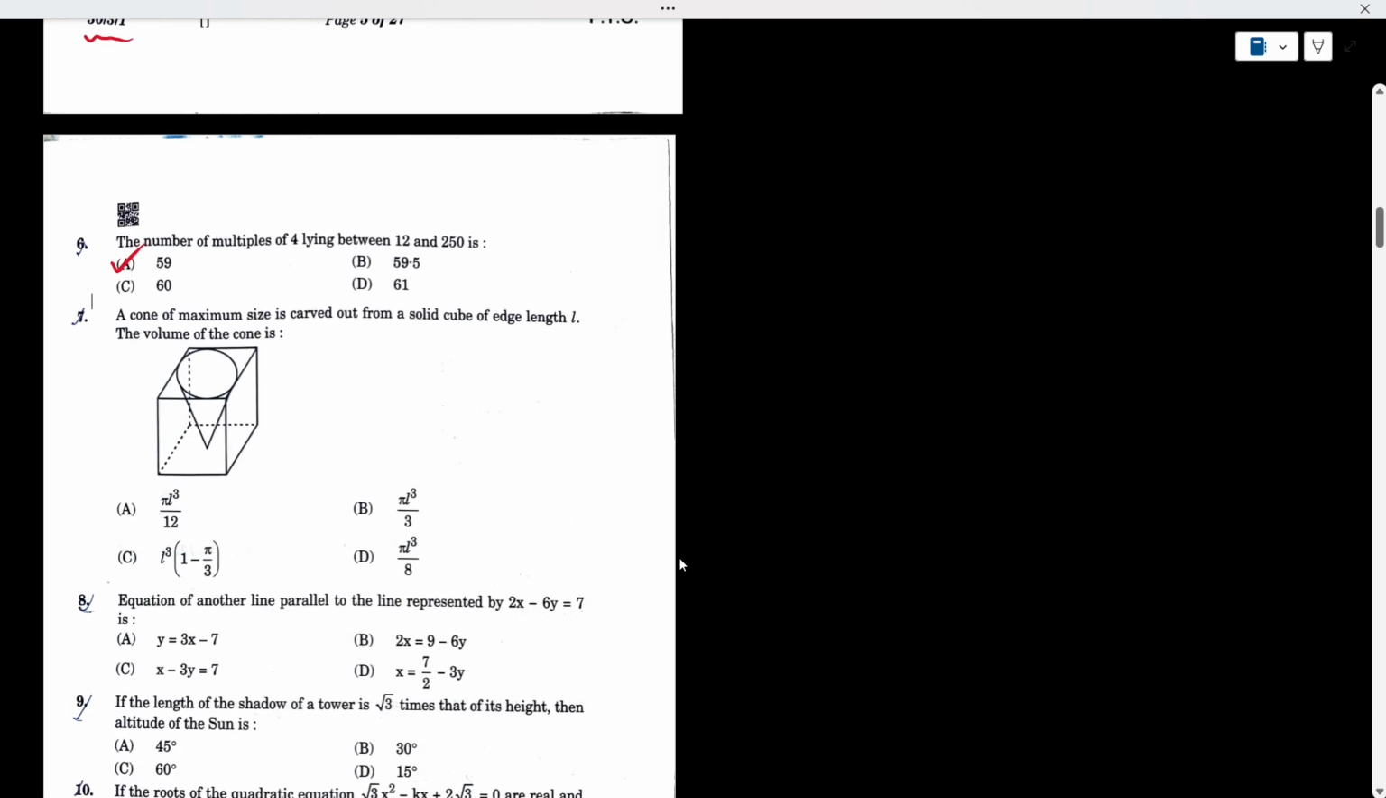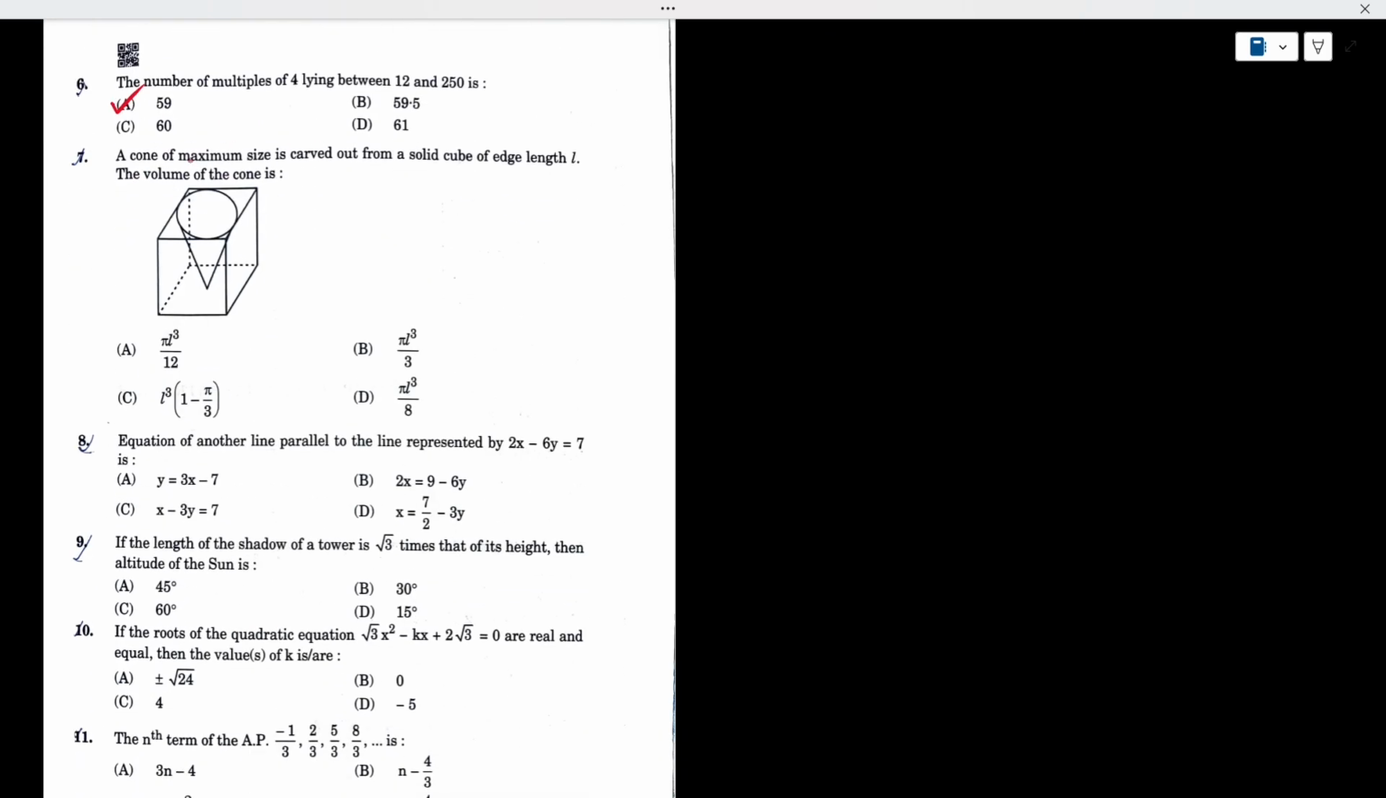Then question number 7, it is from surface area and volume. A cone of maximum size is carved out from the solid. Then the volume of the cone: maximum possible means the length is equal to the diameter, so the radius will be L by 2. If you take 1 by 3 pi r square h, which is the volume of a cone, you will get answer option A, pi L cube by 12.